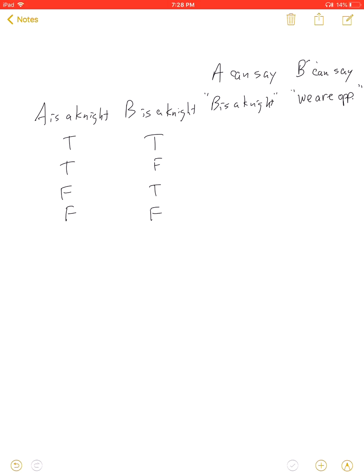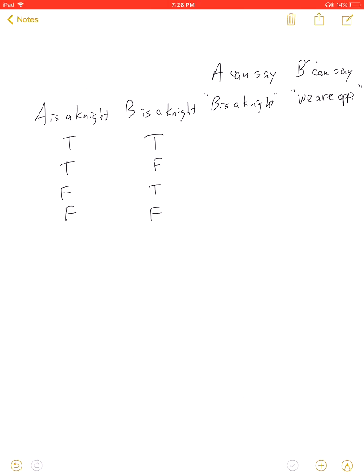So what are the possibilities? Well, we'll just say that A is a knight, and that's either true or false, and B is a knight, and that is either true or false. And there's four total possibilities for those two propositions. And then the puzzle is A says that B is a knight, and B says that we are opposite. And those both need to be true to solve the puzzle.